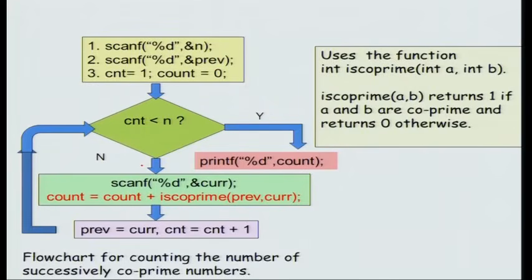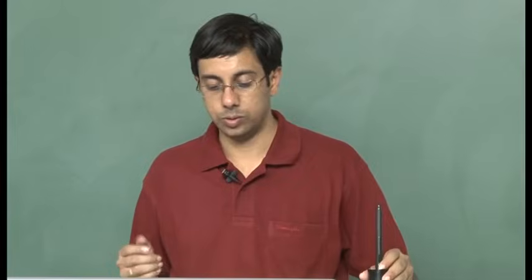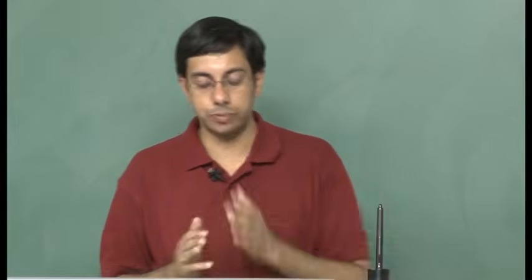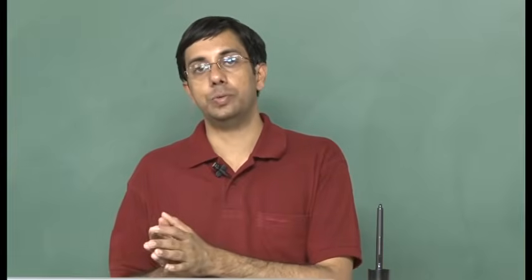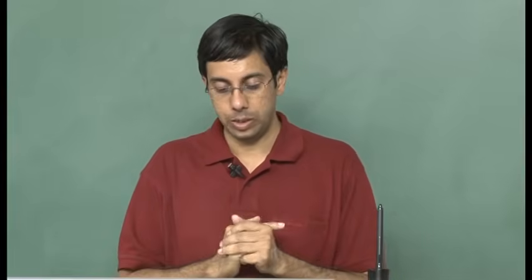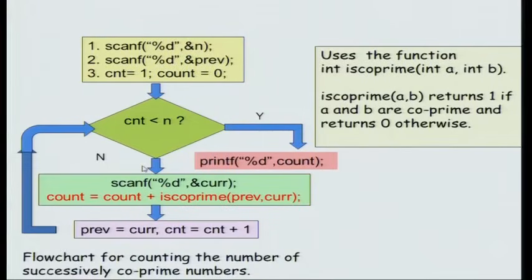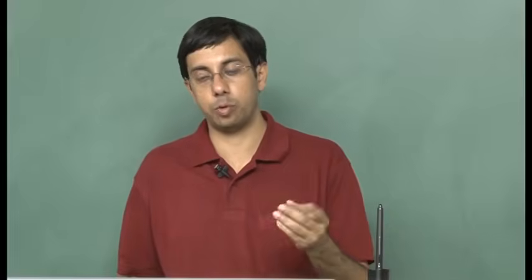So let us see how we design the higher level functions. Here is how you use functions when you program. You assume that the function is already available to you, and it does what it is supposed to do. Using that, how do I build the solution to the whole program? In this case, let us just assume that we have written the function int is co-prime, and we are interested in how we build the solution to the entire problem using that. So how do you do that?